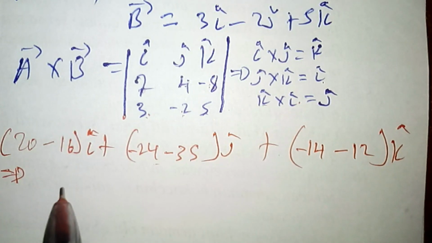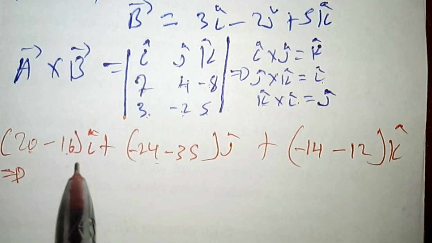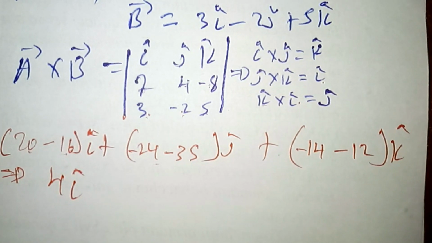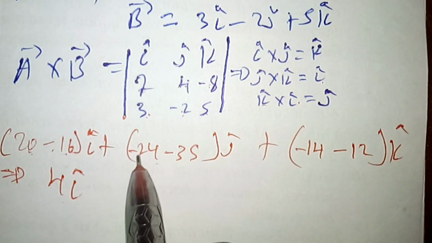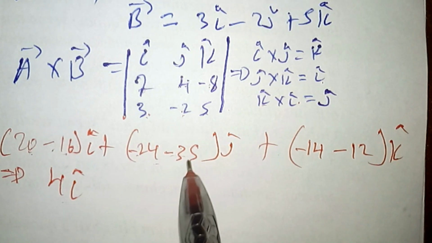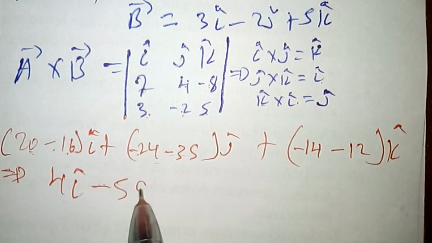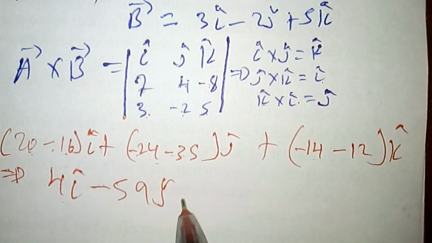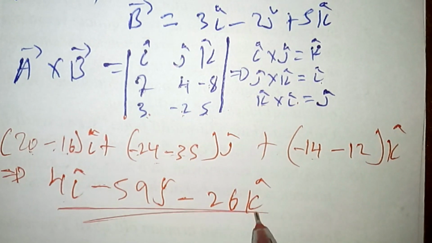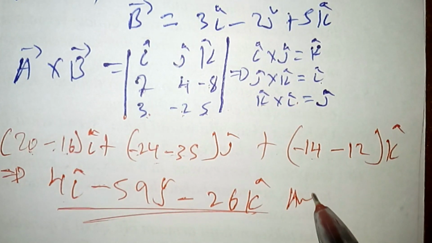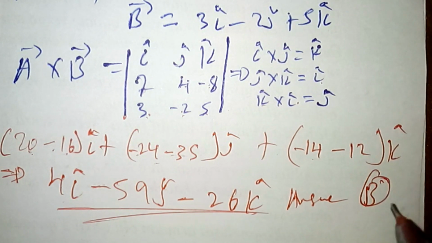So this is directly equal to 20 minus 16, which is 4i, minus 24 minus 35, which is minus 59j, and this becomes minus 26k, which is on alternative B. The answer is on alternative B.